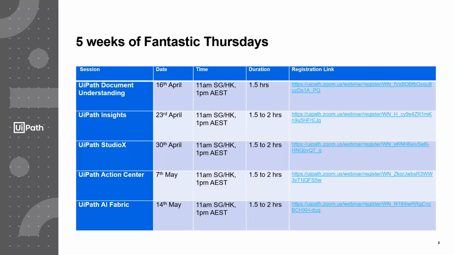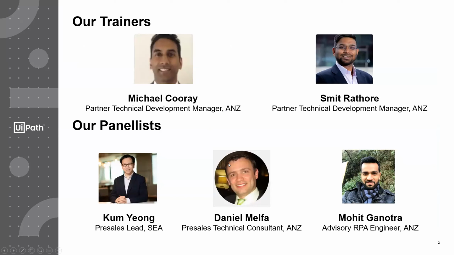You have, I believe, received the invitation for all the other sessions as well. Feel free to attend those as well. For today we have 1.5 hours, but for the rest of the 4 weeks we actually have up to 2 hours. The approach we intend to take is that from the second session onwards we leave another half an hour, so that we can entertain any outstanding questions you have from the previous week. The trainers that we have are Michael Curie and Smith Rator, and on our panelists we have Kam Yong, Daniel, and Mohit to also help with any questions that you have.